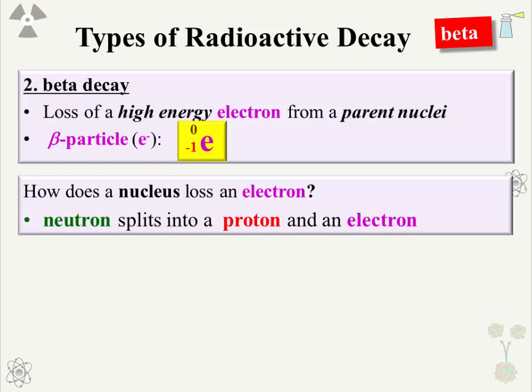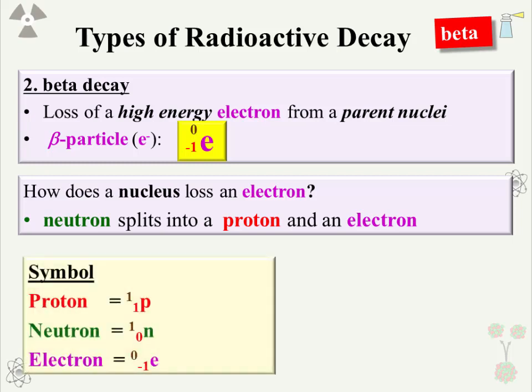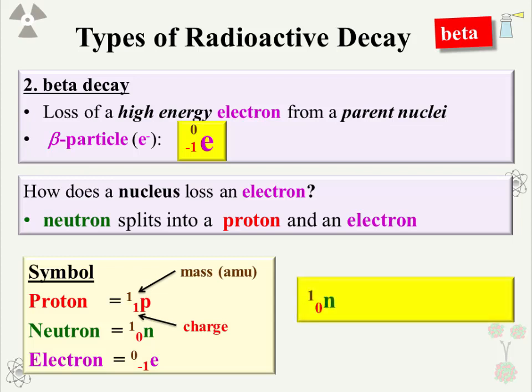That is definitely a new way of looking at the neutron. It probably needs a bit more of an explanation. Returning to the symbol of the 3 subatomic particles that make up the atom, the mass number is in the upper left-hand corner and the charge in the lower left-hand corner. Starting with a neutron and its mass of 1 AMU and its charge of 0, under the right conditions, it can split into a proton and an electron.